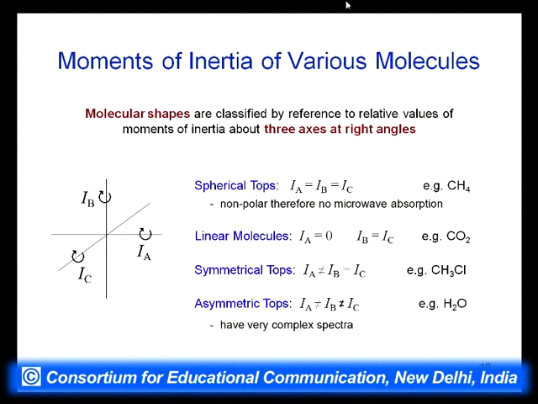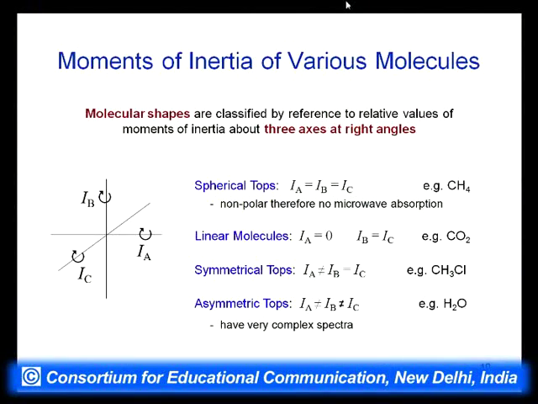So, in this case, we will write down IA is equal to 0 and IB is equal to IC. Example molecules could be carbon monoxide, carbon dioxide, acetylene, any linear molecule will be classified like this. So, for linear molecules, you have two axes of rotation about which the moments of inertia are the same, and one axis of rotation is equal to 0.